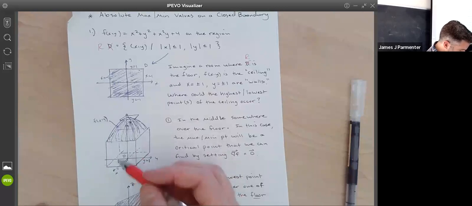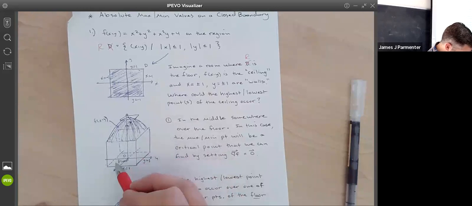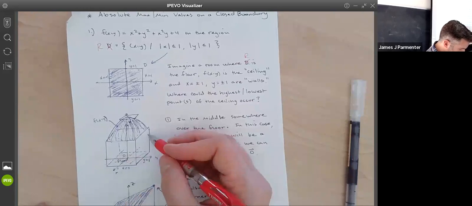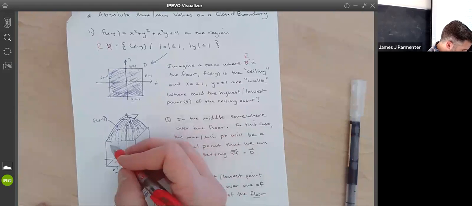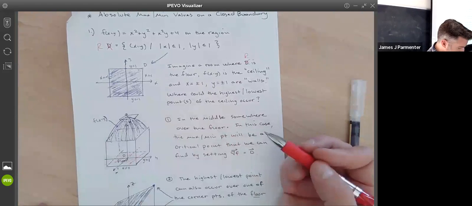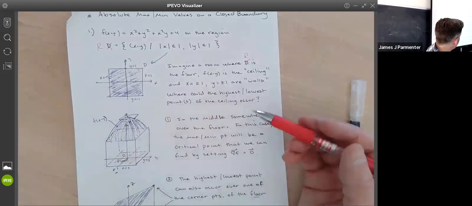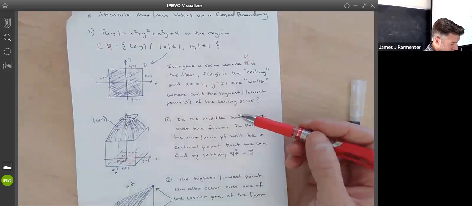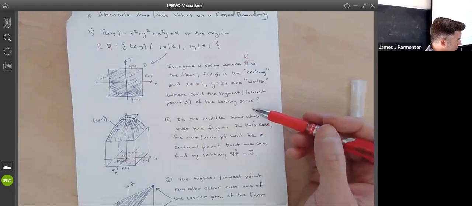So here's a good picture, right? Here's the floor, and there are the walls: y equals 1, x equals 1, y equals -1, x equals -1. And the question we're trying to answer is, where could the highest and lowest points of the ceiling occur?